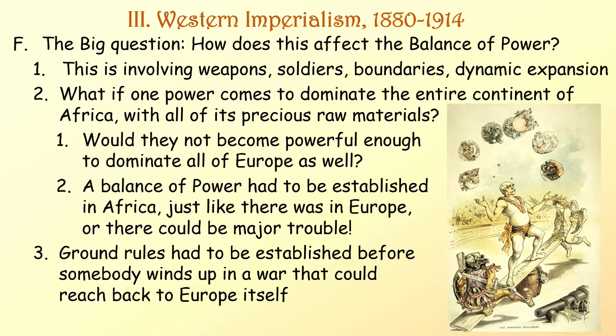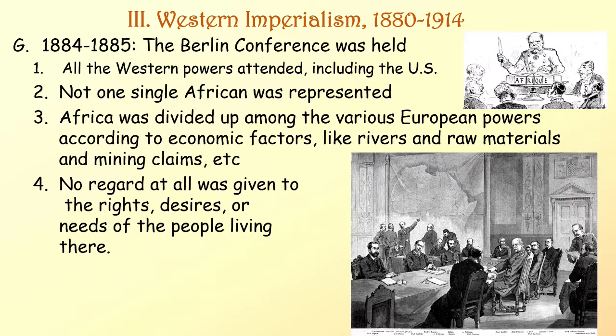A balance of power had to be established in Africa, just like there was in Europe, or there could be major trouble. Ground rules had to be established before somebody winds up in a war that could reach back to Europe itself. So, from 1884 to 1885, the Berlin Conference was held. All the Western powers attended, including the United States, and not one single African was represented.